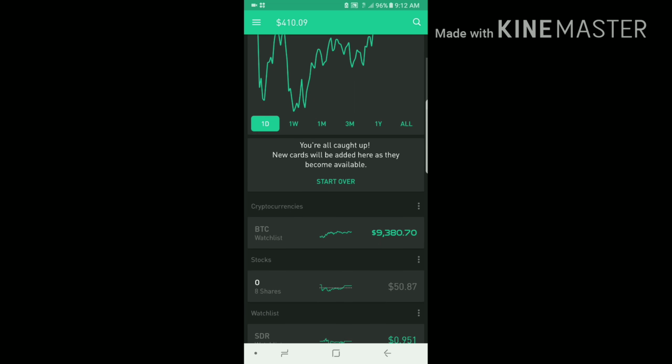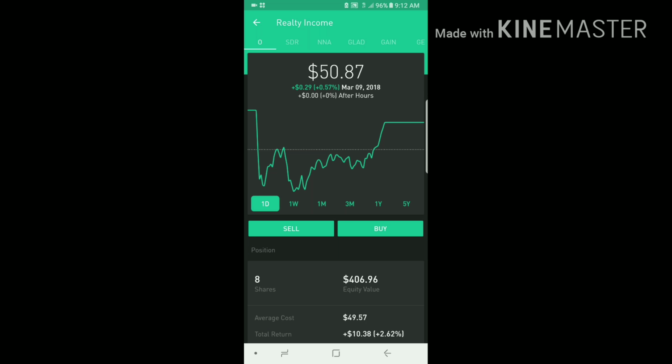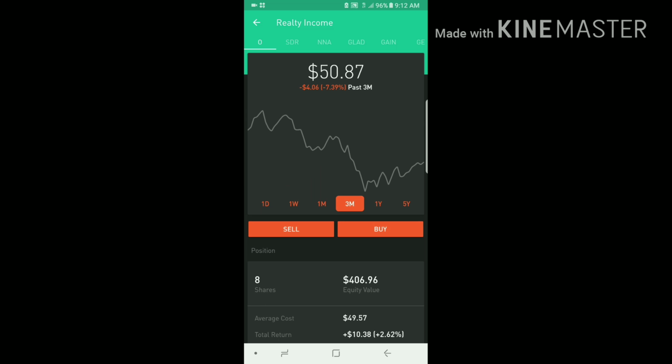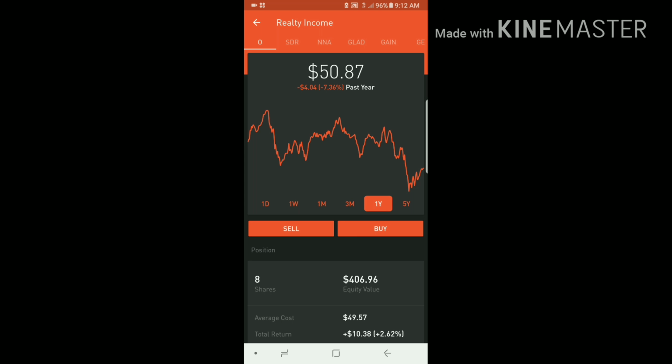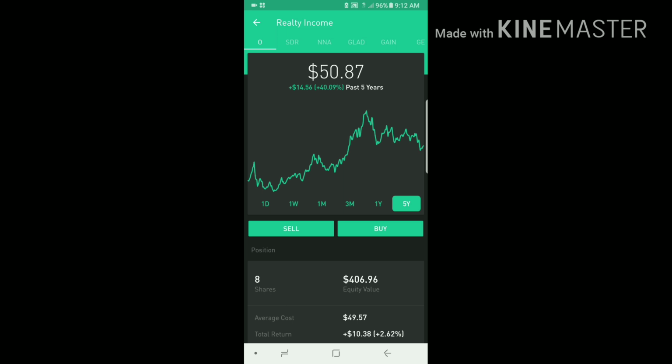As you can see, you can also click on the stock and it tells you the same information, so it tells you how it's been doing for the last couple of months, the past year, and the past 5 years. If you want to look further than that, then you'll have to use another application that shows that, or go online. So I'm just gonna give an example with this one.